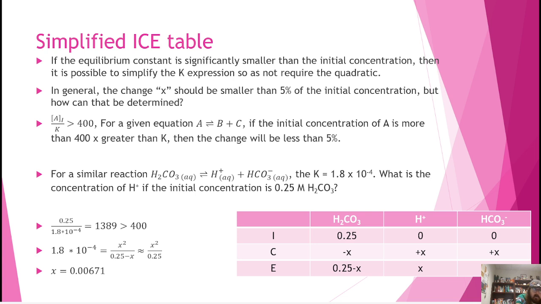The value I got for x should not be too different from what I should have got. So let's see. That might be 1.8. 1.8 times 0.25.